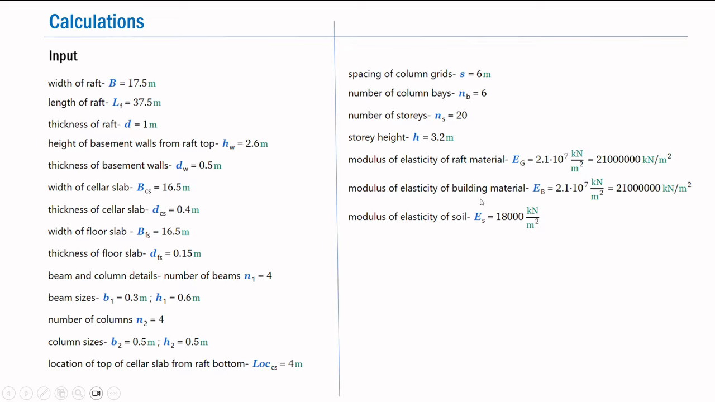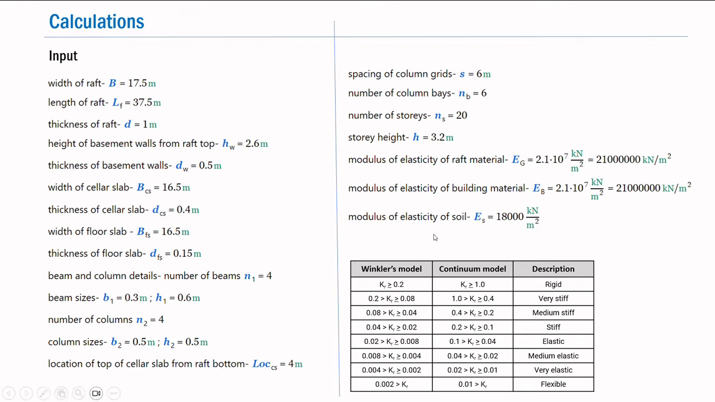For the example problem, as we considered an RCC reinforced cement concrete building, its E value will be the same as that of the raft material, which is again an RCC material. So accordingly, we have EB, that is the E value for the building material. It is the same as 2.1 into 10 raised to 7. Finally, the modulus of elasticity of the soil ES is taken as 18,000 kN per meter square.